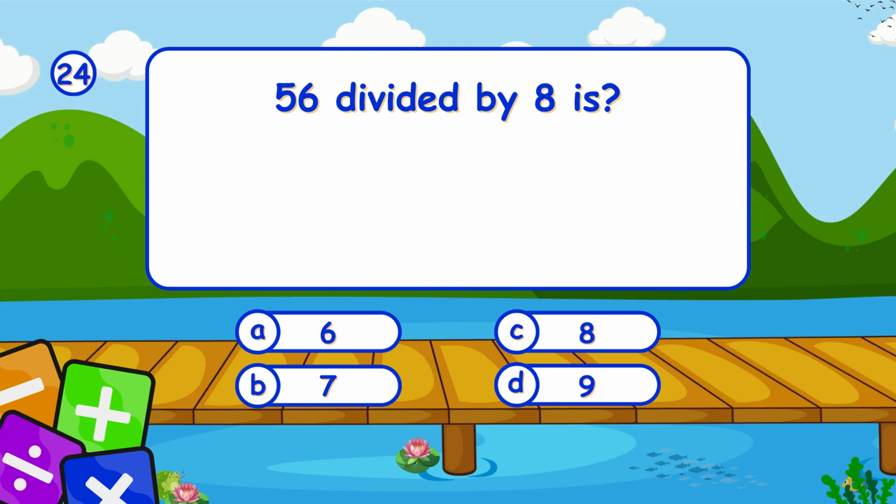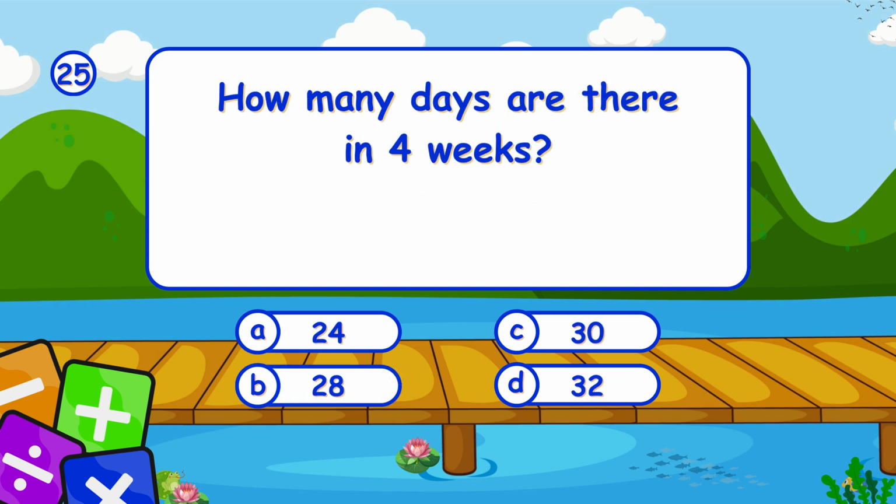56 divided by 8 is... It's B, 7. 56 divided by 8 is 7. How many days are there in 4 weeks? It's B, 28. 4 weeks have 28 days, 7 days per week.